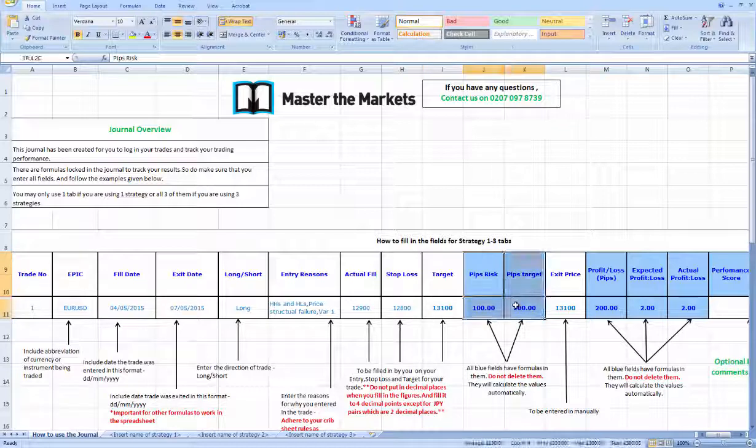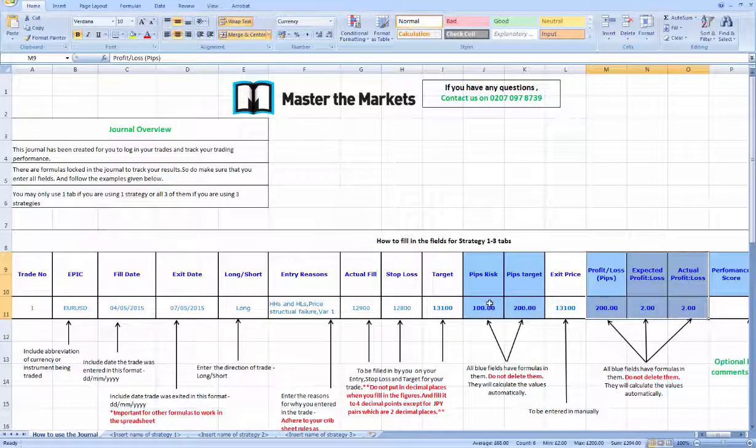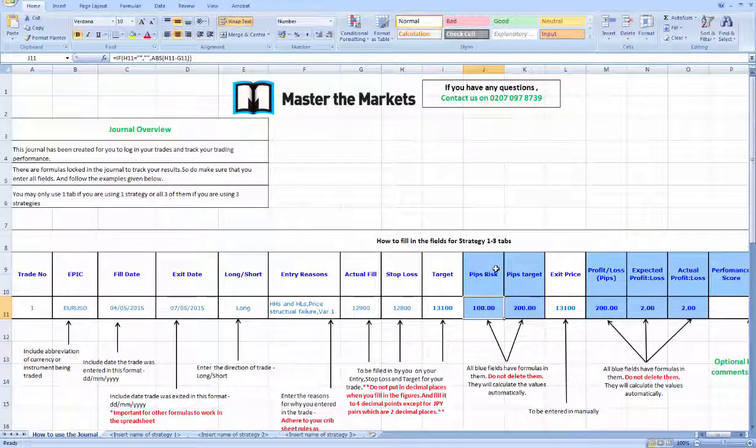Then what happens is these boxes in blue all have formulas inside them, so don't delete them. They're going to calculate values for you automatically. So in this case it's calculated there's 100 pips of risk and there's 200 pips worth of upside profit. Then you've got the exit price column. The exit price column of course is the level at which you've exited the market. Now that could be again on the initial stop, the trailing stop, or the take profit. So whichever level you exited the market, you're going to enter that information in there.